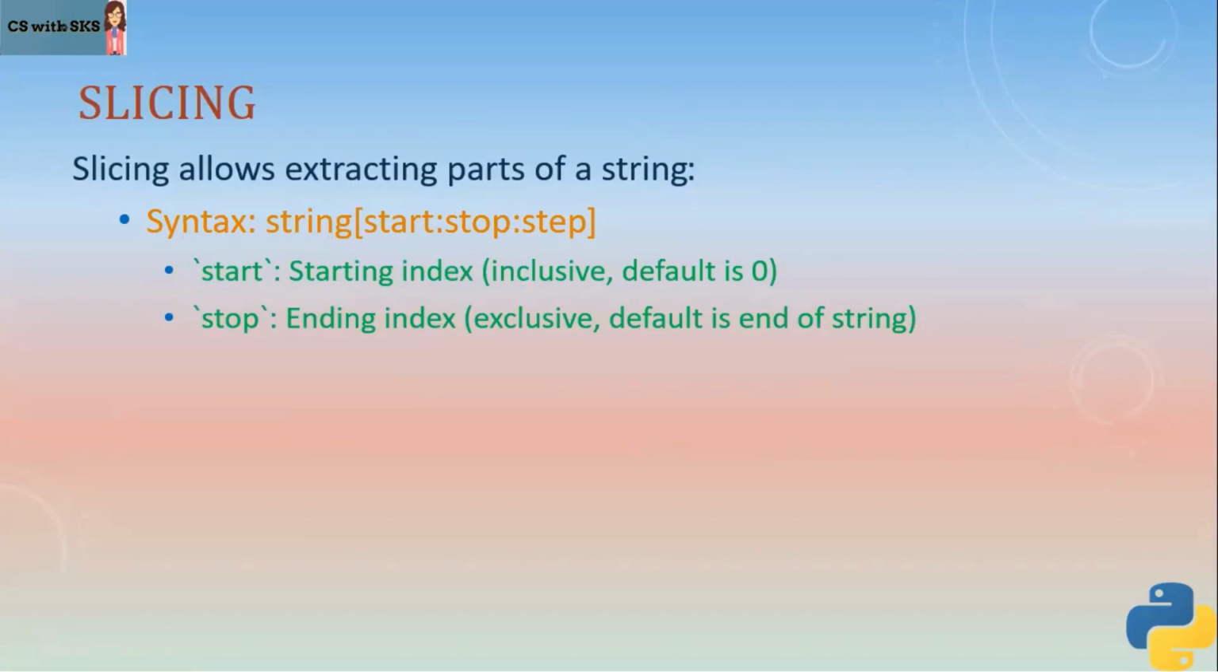So next is stop. Stop is the ending index value, till where you want to take a substring. And this is exclusive. You go up to that value, but you do not include that. And this is also optional. If you do not include it, default is the end of the string. Next is step size, incrementing or decrementing value. Default, again, it is 1. If you do not include a step value, by default, it will consider it as 1. To understand this, let's go to Python shell.